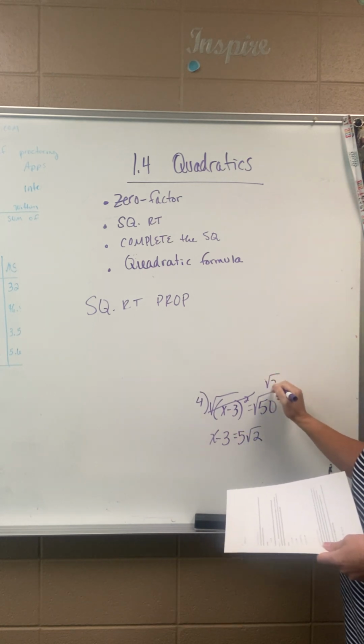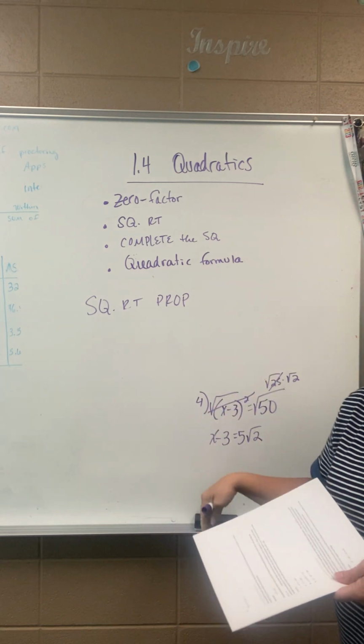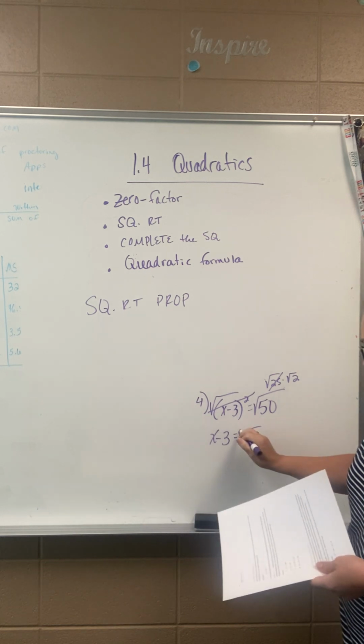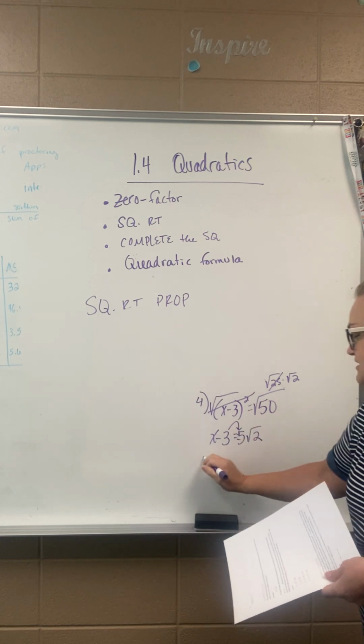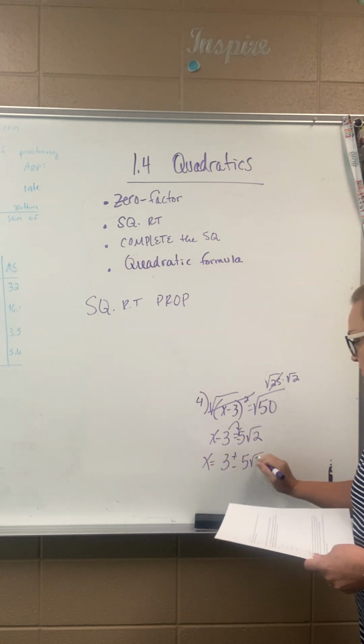Again, 50 is 25 times 2. The square root of 25 is then released because it's perfect, as a 5, leaving a 2 in. Oh, and don't forget, plus minus, right? And then bring the 3 across the line, making it positive 3 plus and minus 5 radical 2.